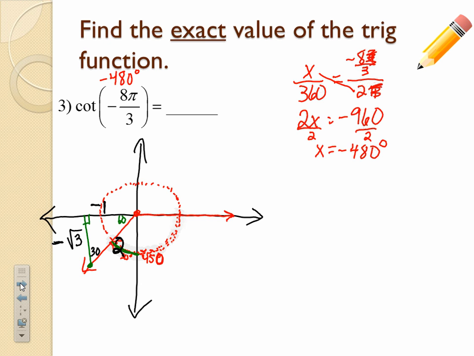So now when we want to set up the cotangent, now that we have our triangle fully labeled, we're at that reference angle. Our cotangent is the reciprocal of the tangent. Tangent is opposite over adjacent. So we're going to do adjacent over opposite. So negative 1 over negative square root of 3. Now, two negatives, that's 1 over the square root of 3. You can't leave the square root of 3 in the denominator, so we have to rationalize the denominator, and we end up with square root of 3 over 3. So that is the exact value of the trig function described there.